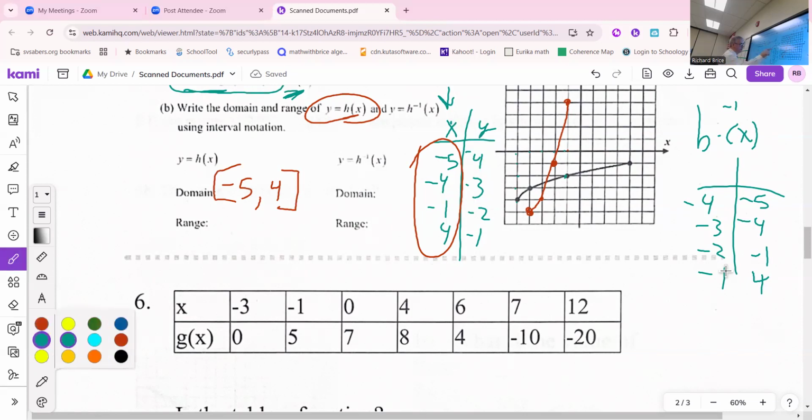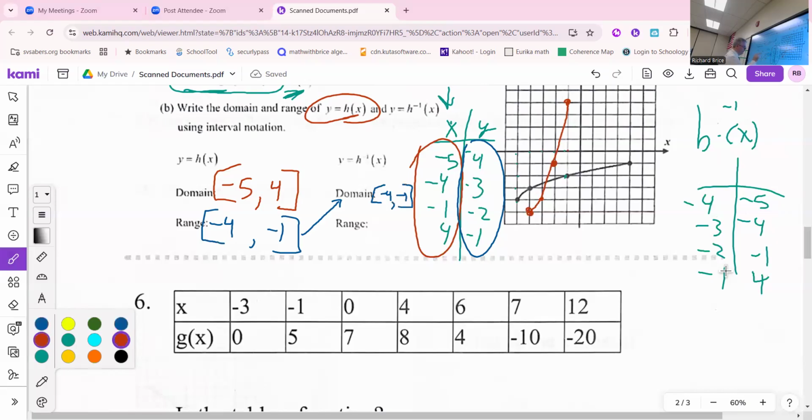The range. Here we have the range. Let me pick a different color. Let's go with blue. Here's the range. The smallest one is negative 4. The largest one is negative 1. Put it in brackets. Now, like I said in class, if you got these wrong, you should get these right because you just write whatever you wrote down there here.